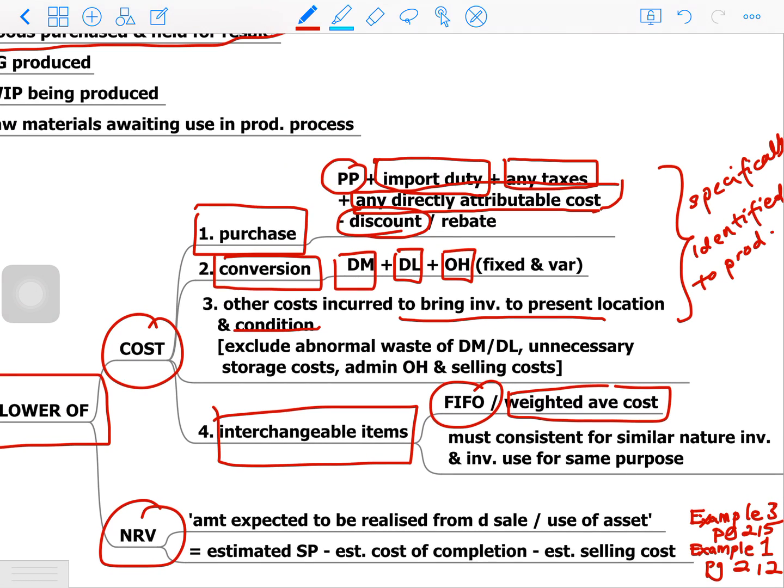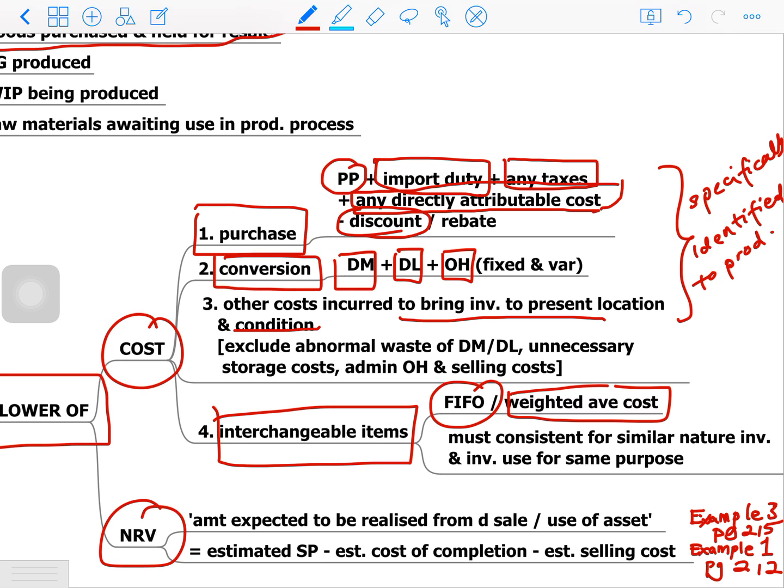Okay, and then whichever one you have chosen, whether it is FIFO or weighted average cost, you must be consistent for inventory of a similar nature and inventory used for the same purpose. It means you must be consistent. If the nature of this inventory is group A, type A, use FIFO. Then type B we use weighted average. It means all the type B products we use the weighted average method. I think you have learned how to value stock using FIFO and weighted average. Okay? So these are interchangeable items.